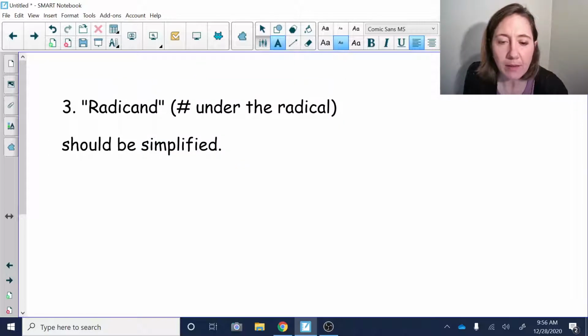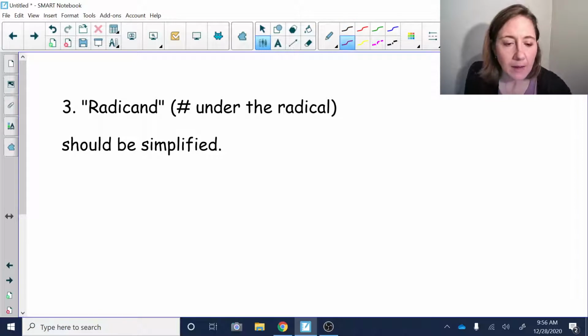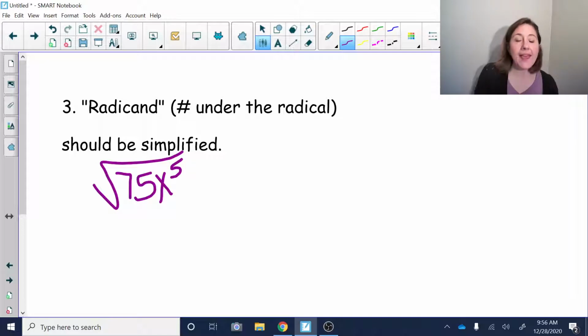So for an example of this, let's say I had the square root of, I don't know, how about 75x to the 5th? Okay, 75 is not a number that I can square root nicely. This is just a square root, remember, because I didn't put a number outside of the radical, so it's just square root of 75x to the 5th.